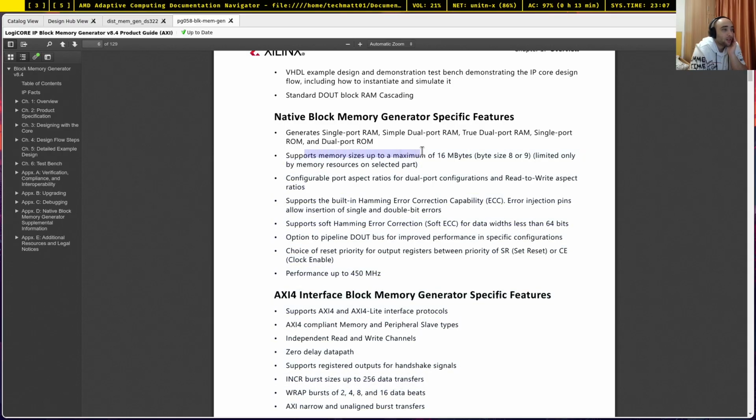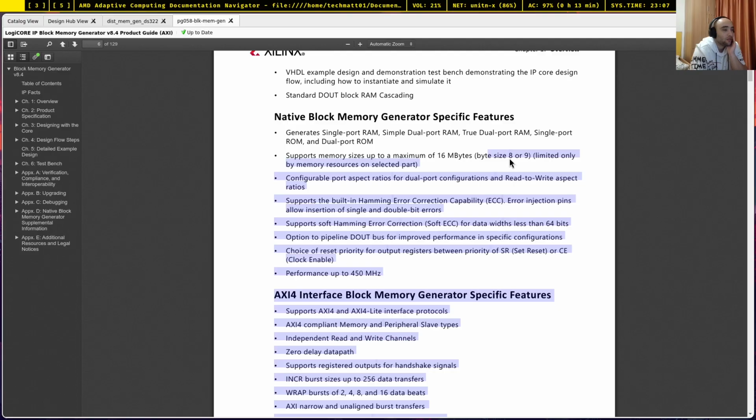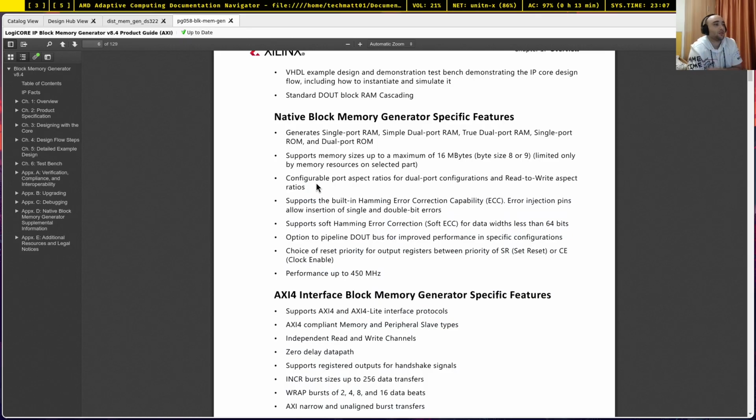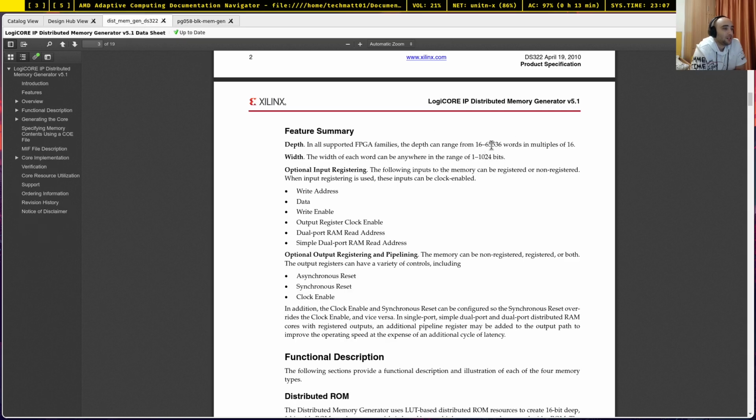Supports memory size up to 16 megabytes. What does it mean byte size 8 or 9? What? Configurable port aspect ratios for the... Okay, so this is up to 16 megabytes, so it's much bigger than this, which is 65,000 words in multiples of 16. Each word can be this.